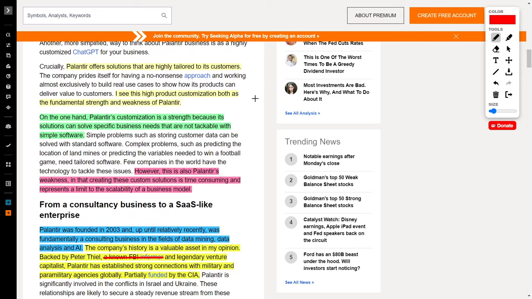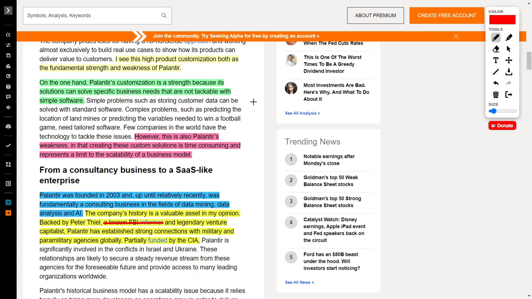And here's what I mean by that. Palantir software essentially molds to the type of business that it is trying to make more effective and efficient. And according to the author of this article, he believes that this high product customization could act as a fundamental strength and weakness for Palantir Technologies. And as we've covered before, certain enterprises are willing to pay top dollar for specific business needs to be met instead of buying software which is just generally applicable to what they need.